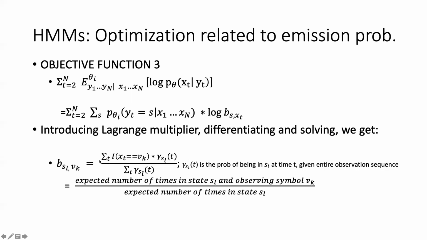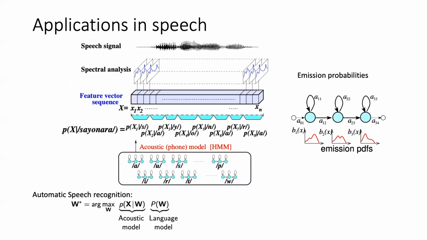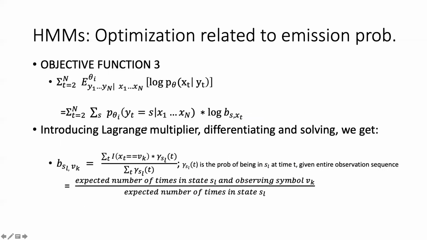So in terms of words, we can express this expression as the expected number of times in state SL and observing the symbol Vk divided by the expected number of times in state SL. These are the estimates for B in unsupervised learning. Sorry, semi-supervised learning. So far, this is about estimating the parameters in HMM training using supervised and semi-supervised approaches.